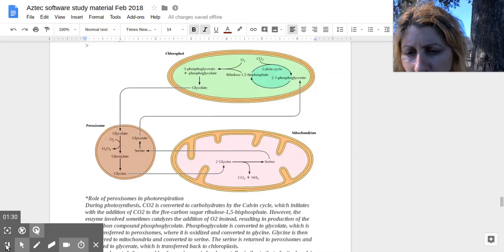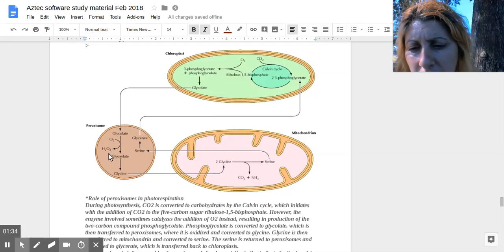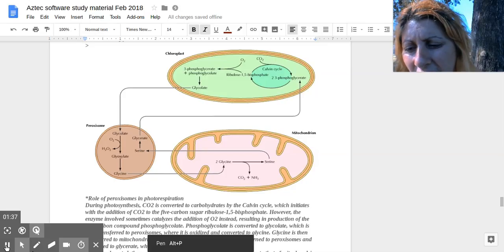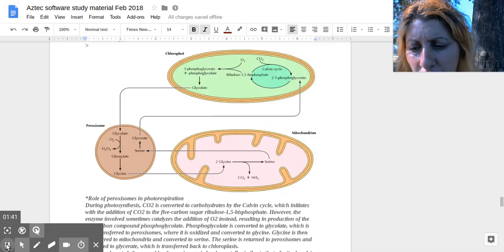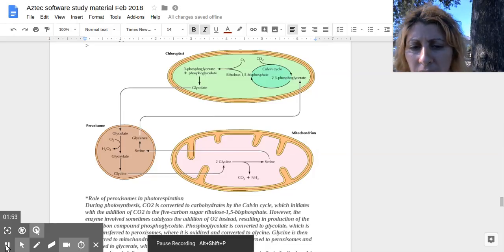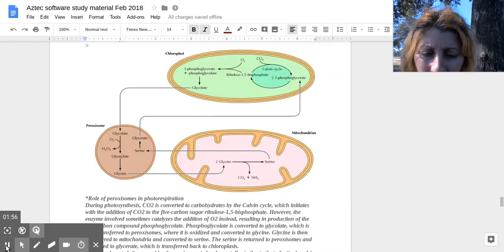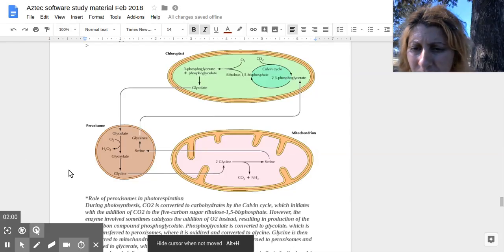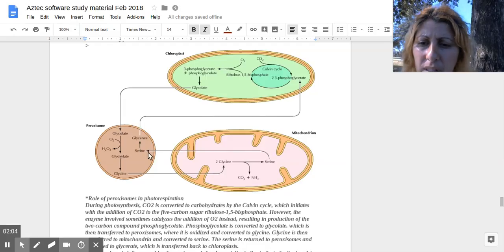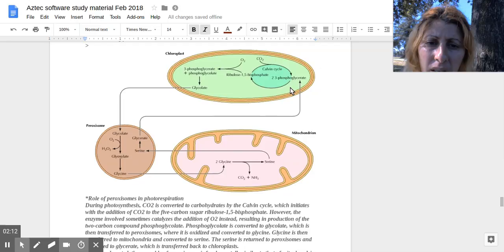So the glycolate goes into the peroxisomes. Using oxygen, hydrogen peroxide is produced, and glyoxylate and glycine are produced. In the mitochondria, glycine is turned into serine, with release of CO2 and NH3. Serine goes from mitochondria to peroxisomes, turned into glycerate, which is then taken to the chloroplast. 3-phosphoglycerate enters the Calvin cycle, producing ribulose bisphosphate, then phosphoglycerate. So this is a cycle, basically.